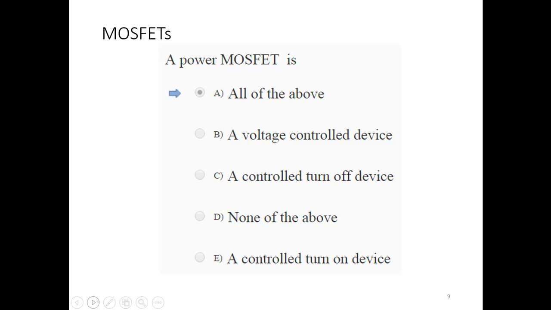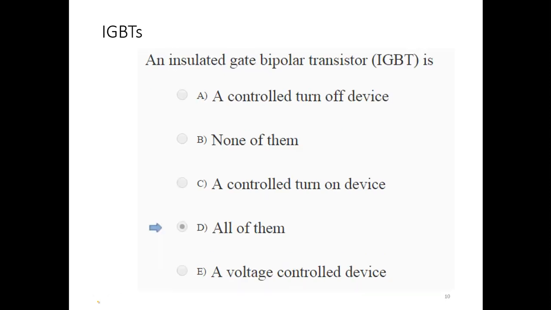You can say voltage control or voltage dependent device. You apply a voltage to the gate, to the source, and then the drain current depends on that voltage. Okay, that means all of them. But let us see the next one.